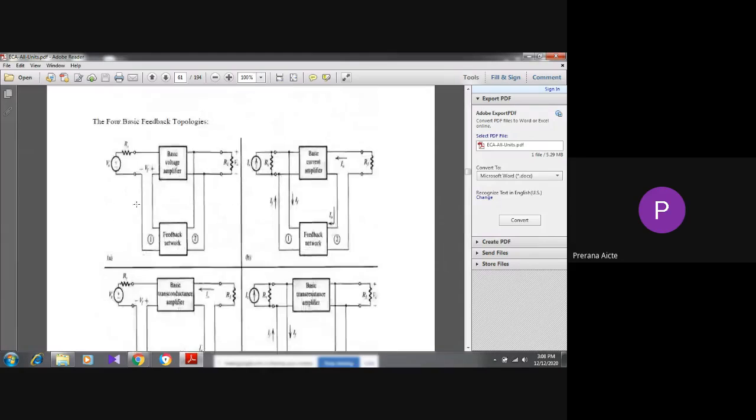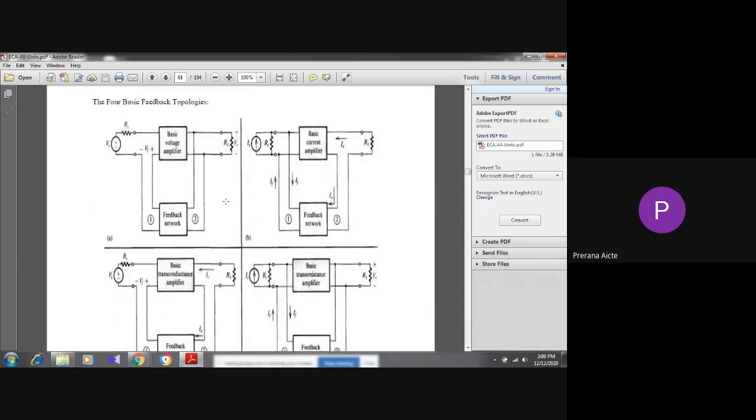The first one is voltage series feedback. Voltage series is nothing but a voltage amplifier. Why is it called a voltage amplifier? The output here is voltage, and the input is also voltage. Therefore the gain will be output by input, output voltage by input voltage source. That's why this is called a voltage amplifier. So in a voltage amplifier, we use voltage series feedback. Next, current amplifier. A current amplifier means the output must be current and the input must also be current.